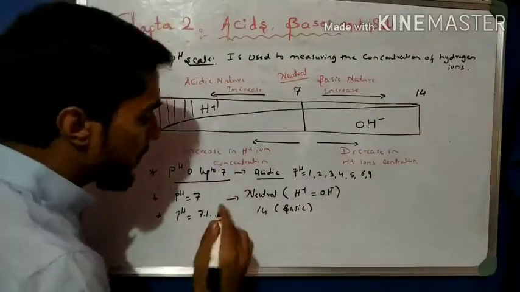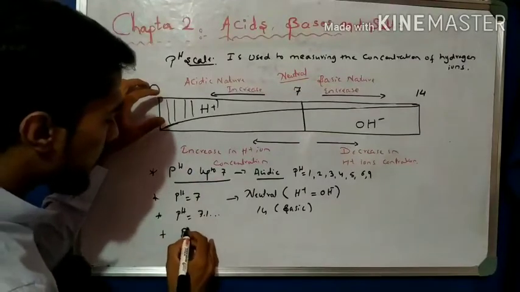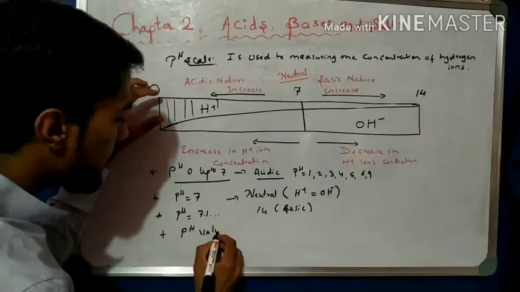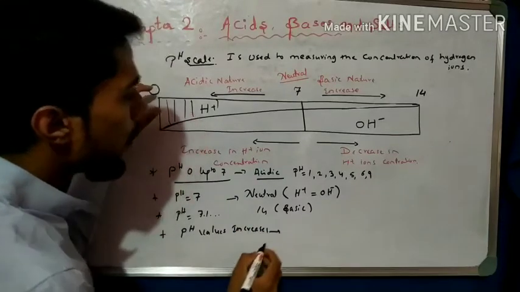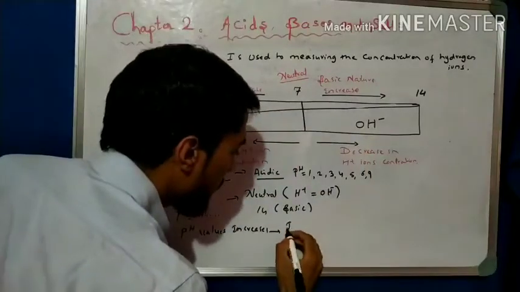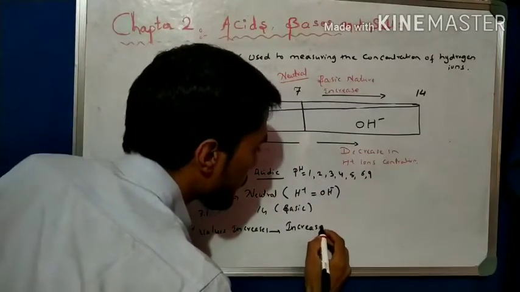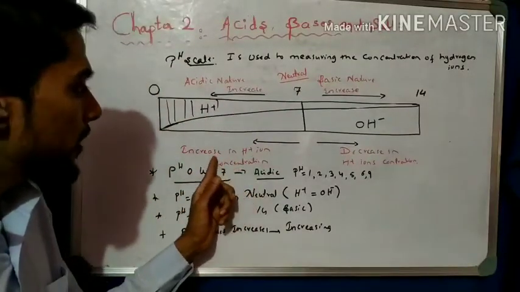So, the next point we observe here. Observe the scale. When the pH value increases, what happens? The concentration of H plus ions is decreasing. It is decreasing. So right here, as the pH increases, the H plus concentration decreases.